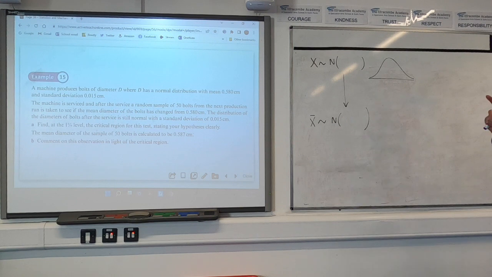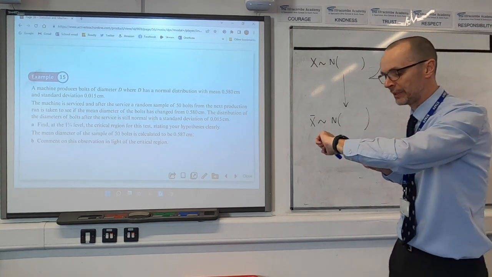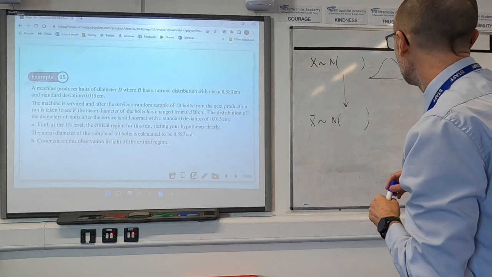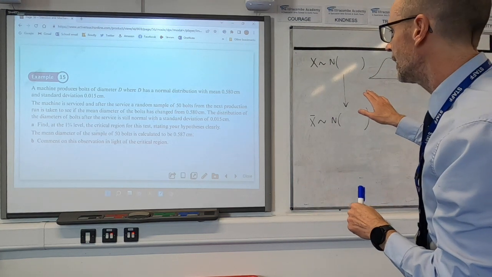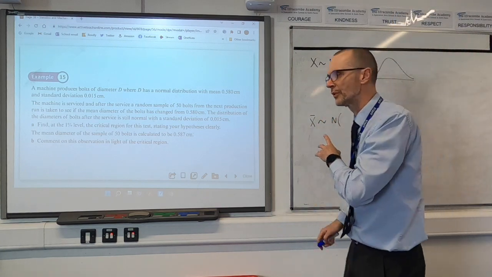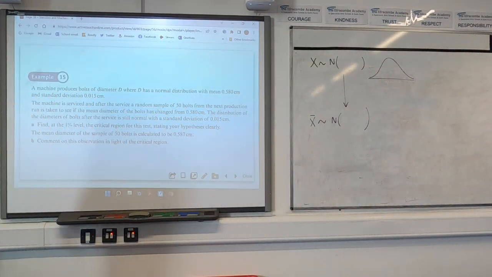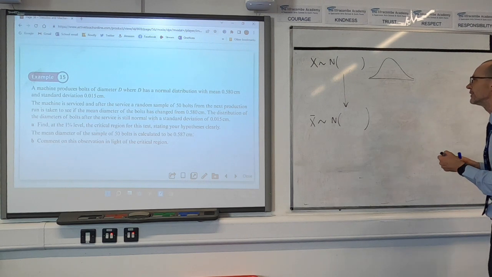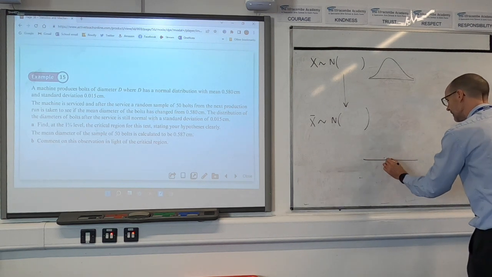So have a look at this second example, which you'll see on the next page. See if you can sort of fill in the framework, including the hypotheses. There's a slightly fiddly problem with the actual standard deviation here, but see if you can get to that point.